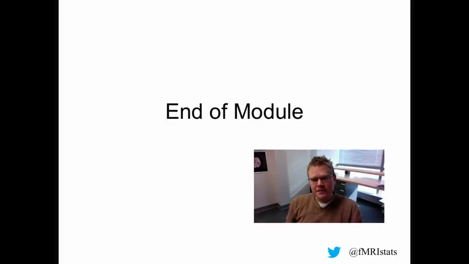Okay, so that's the end of this module. Here we talked about how we could take a signal acquired from the MR scanner and create an image. In the next module, we're going to talk a little bit more about the concept of k-space. Okay, I'll see you then.